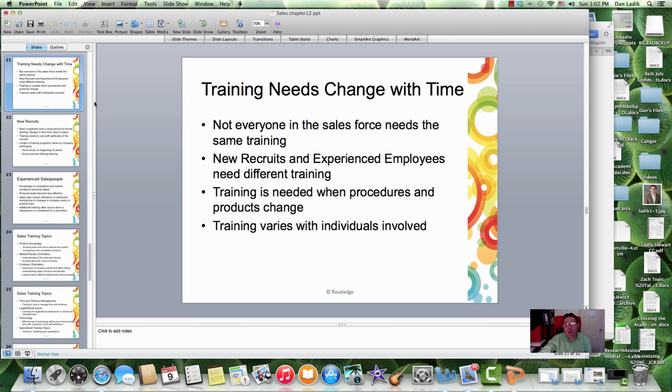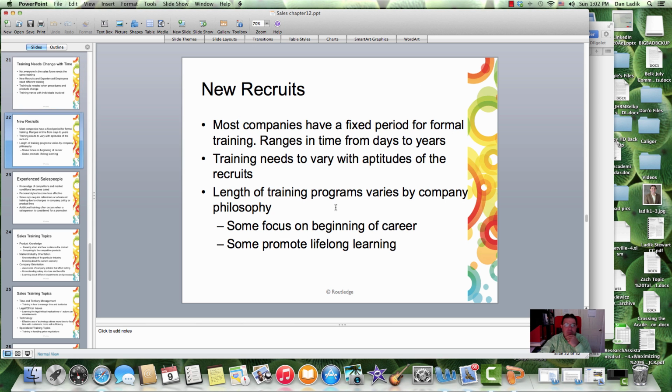And when we're talking about training, needs change with time. The newbies, the young people, the new recruits, they need certain types of training. And the experienced employees need totally different types of training. These two groups of students, employees, are different. So for new recruits, there's usually a fixed period for formal training. I don't know about days, not in new school. Usually we're going to talk about it in weeks or months.